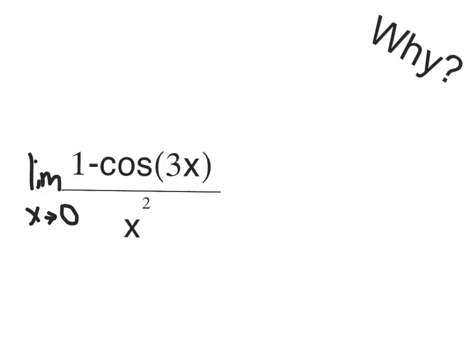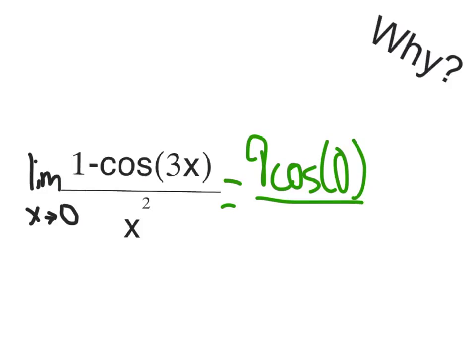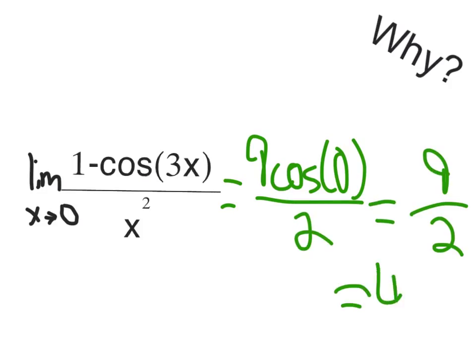Without going too far into L'Hopital's rule, we actually have to take two derivatives of this function to determine what the limit as x approaches 0 actually is. So long story short, this is actually going to equal 9 cosine of 0 over 2, which is 9 over 2, and as we remember, is equal to 4.5, which we saw in the earlier slides.